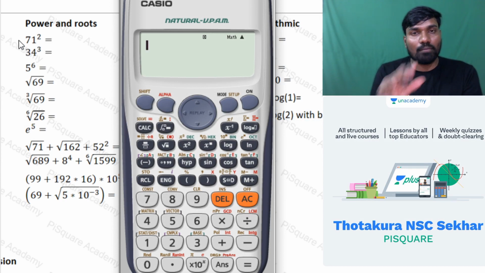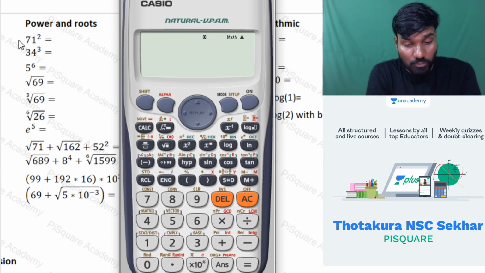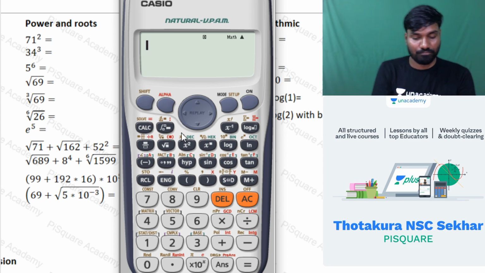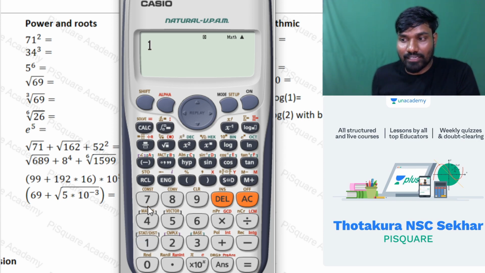71 square. Tell me, how do you do it, 71 square? This is an important one. You must say this. If you want to perform 71 square, how do you perform it here? You will first enter 71, then you will hit this button. Tell me why. I repeat the question. Why are you entering 71 first, then entering the next?